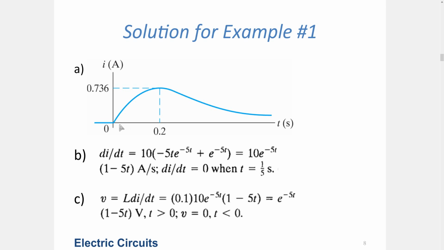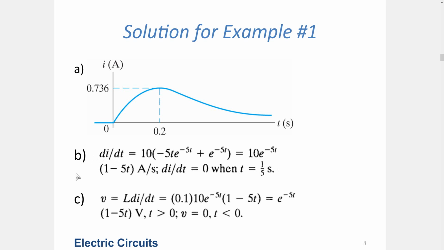And I just need to compute the voltage across the inductor by taking the derivative of this current and multiplying it with the inductance value. The inductance value is constant. We have 100 millihenry inductance. So we have to compute the derivative of this function.